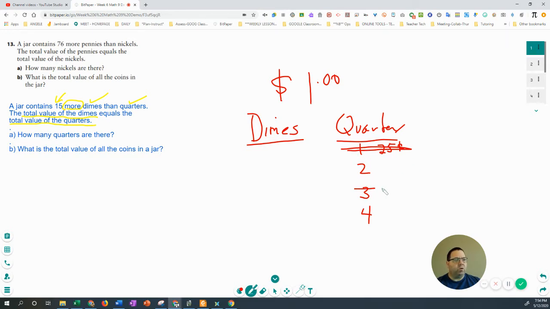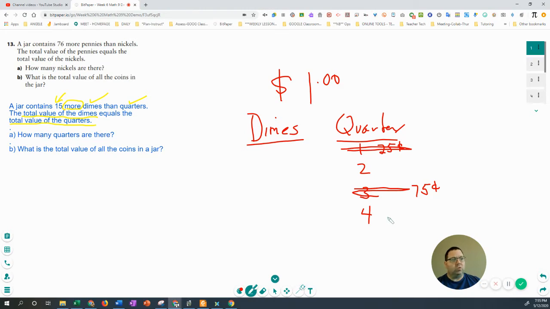Similar reason for 3 quarters, because 3 quarters equals 75 cents. There's no whole number amount of dimes that can give you $1. 2 dimes would give you 95 cents because 2 dimes is 20 cents. 3 dimes would give you $1.05. So this is not a possibility.